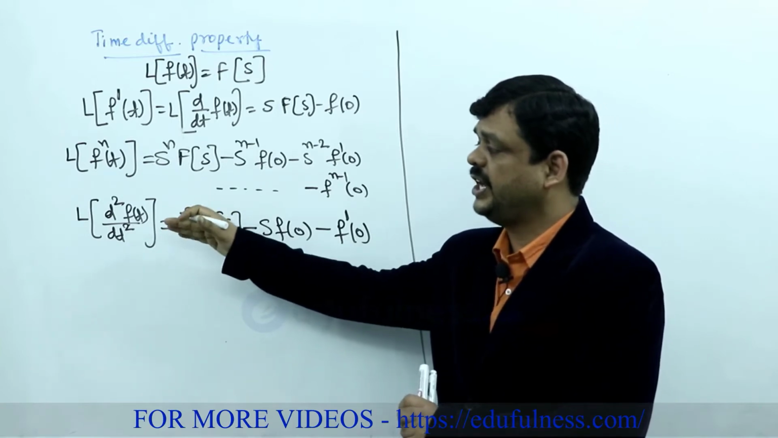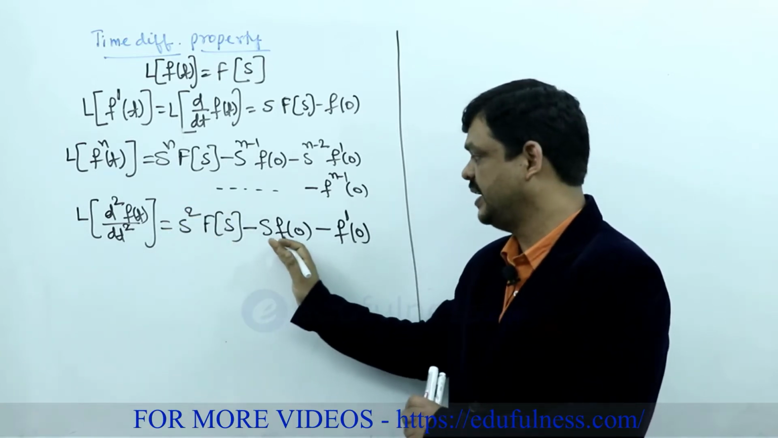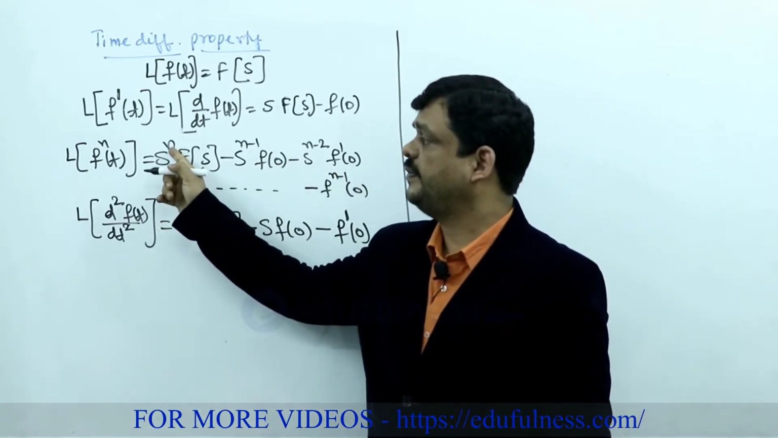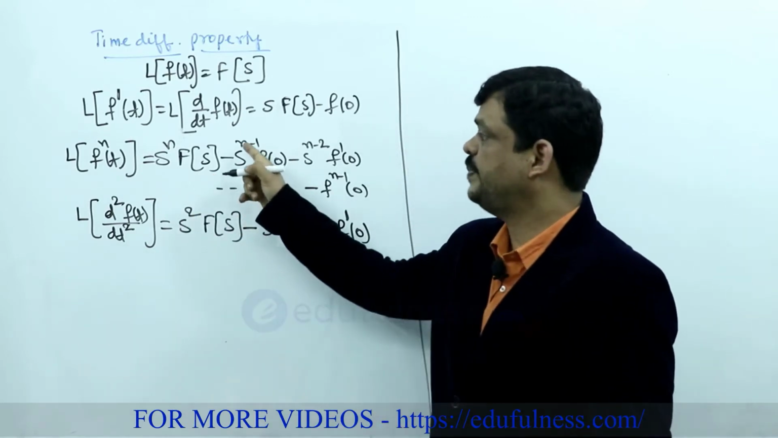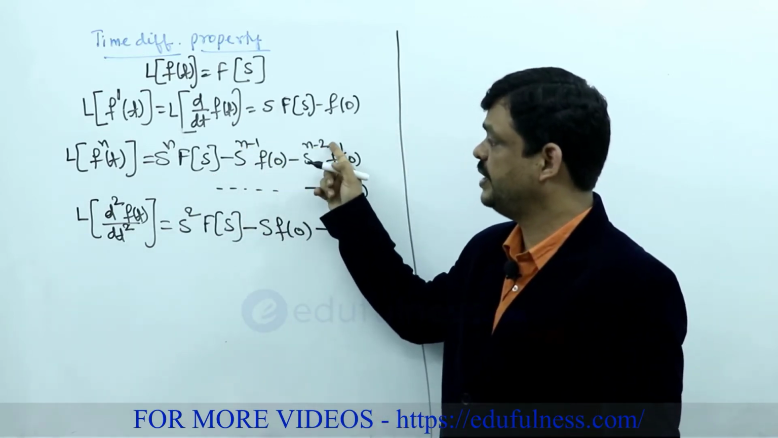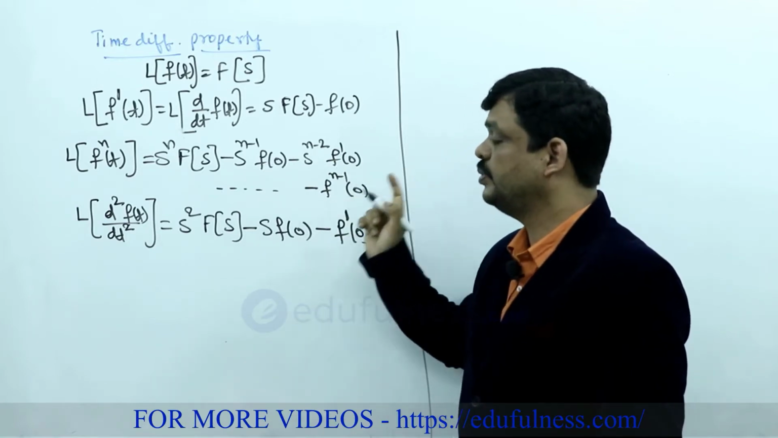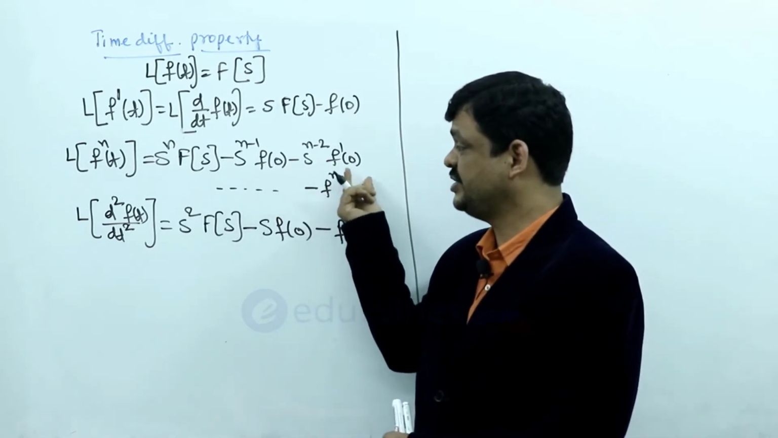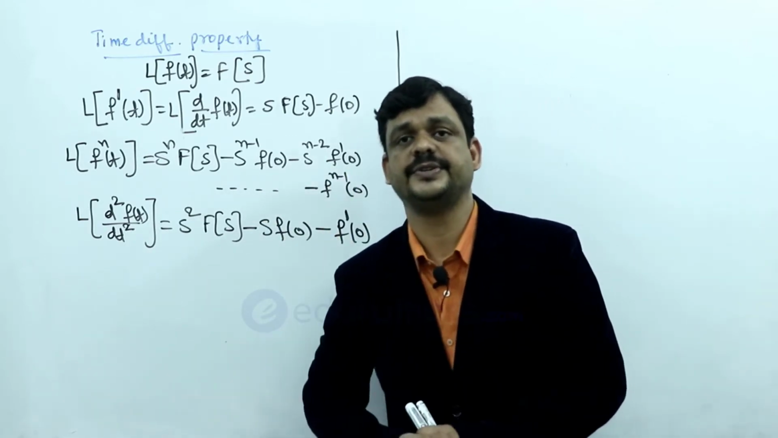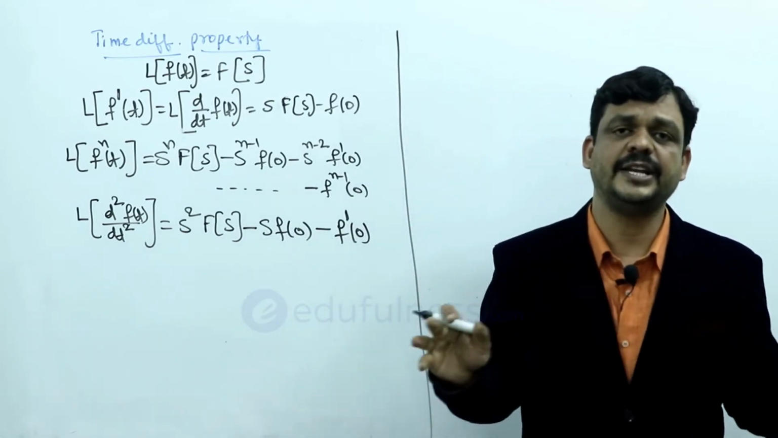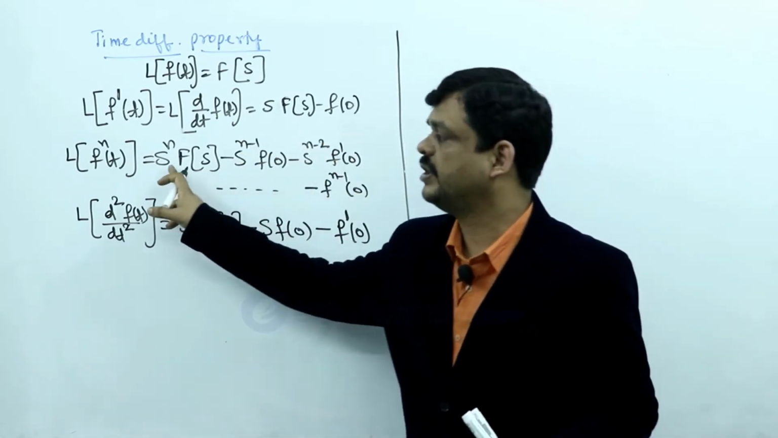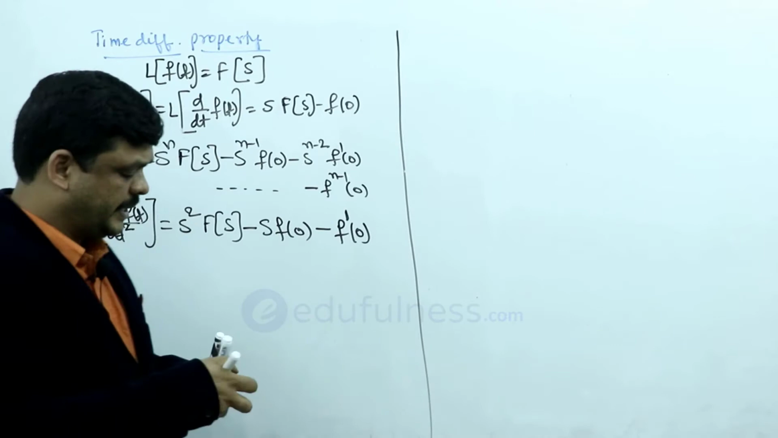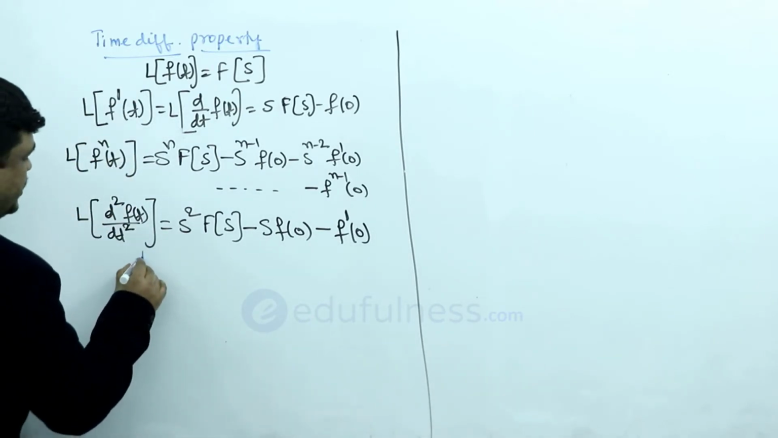Similarly, if the differentiation in the time domain increases, the s power decreases and the number of initial condition terms also increases. That's why I wrote the standard equation: s to the power of n into F of s minus s to the power of n minus 1 into f of 0, s to the power of n minus 2 into f dash of 0, and so on, up to f to the power of n minus 1 of 0. These all explain the initial conditions. If the function does not have any initial conditions, assume this complete part is 0, then we have to write only this function here, right? So this explains the time differentiation property, and similarly we have to discuss the frequency differentiation property.